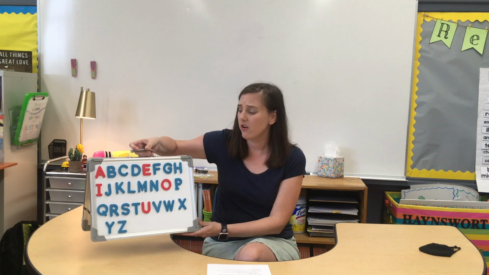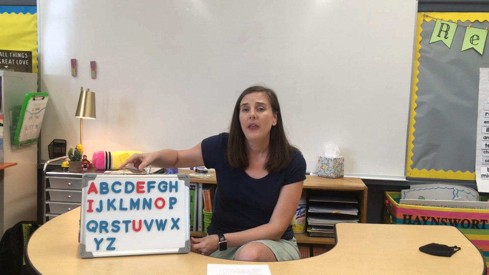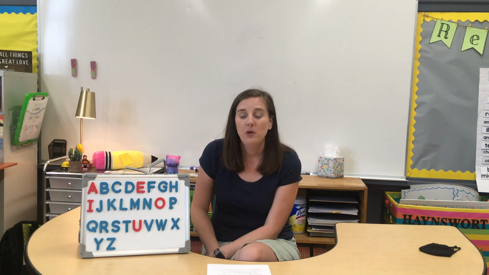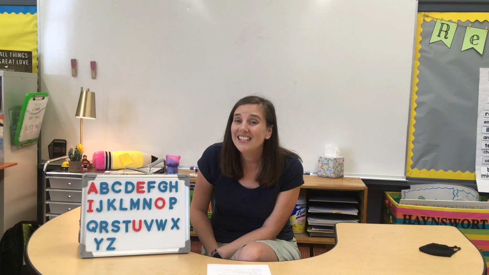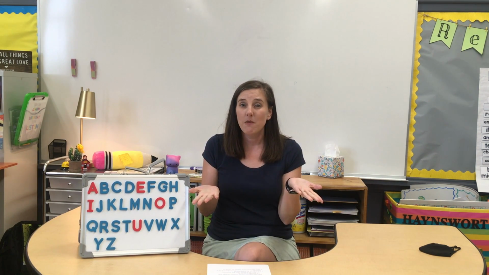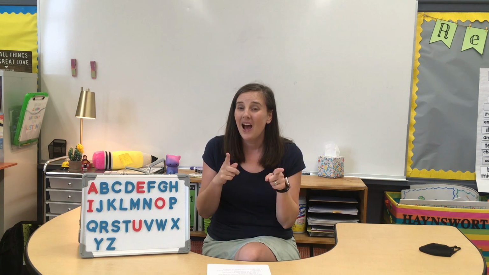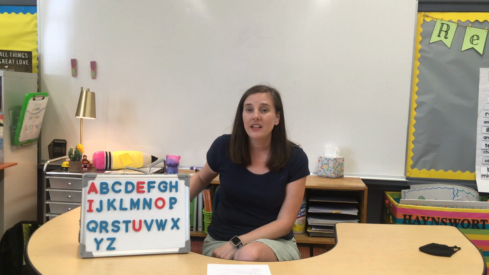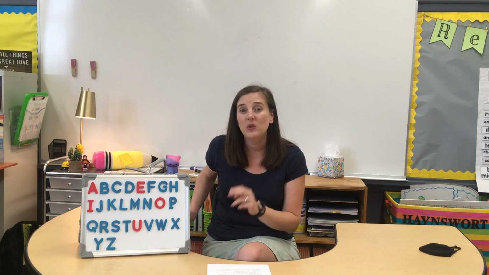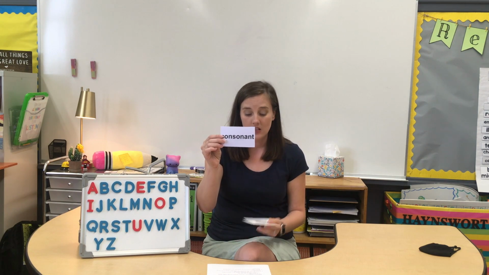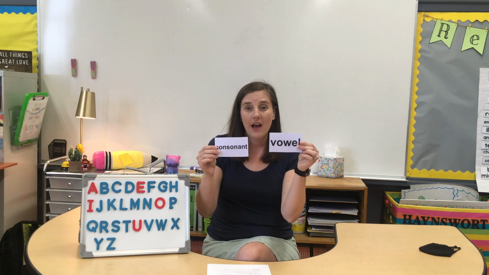Now if you look here, I have the alphabet. There are 26 letters in our alphabet. I want you to go ahead and say that with me. There are 26 letters in the alphabet. How many letters in the alphabet? I hope you said 26. And each one of these letters can be broken into two different categories. It is either a consonant or it is a vowel.